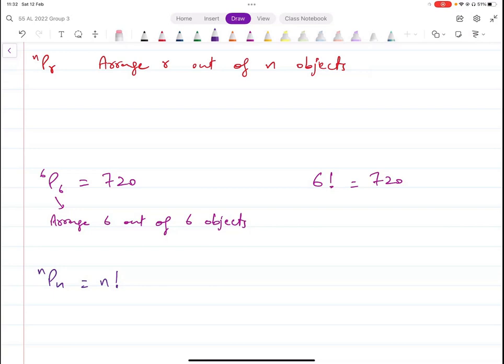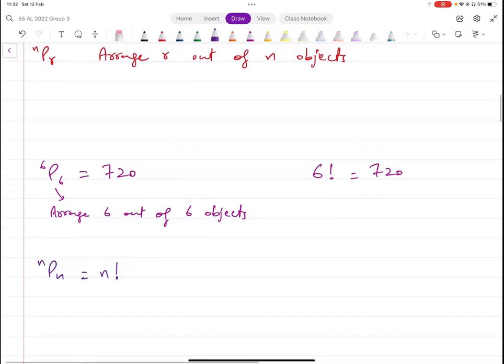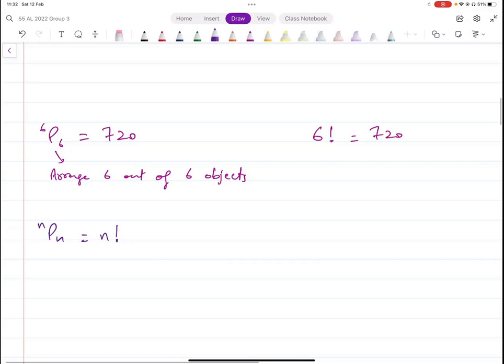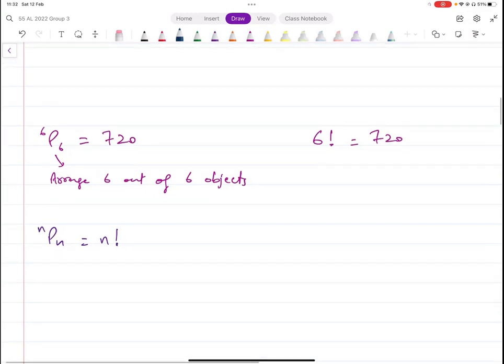Yeah, so that's a very good point as well. So in the denominator, we get 0 in that case. Okay, 1 minute, I'll answer that question in a moment.